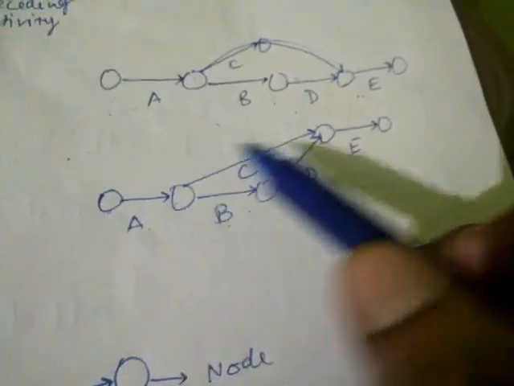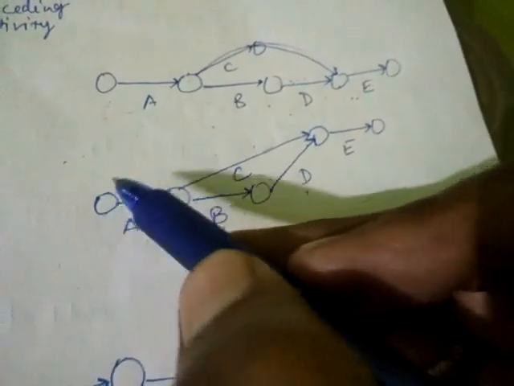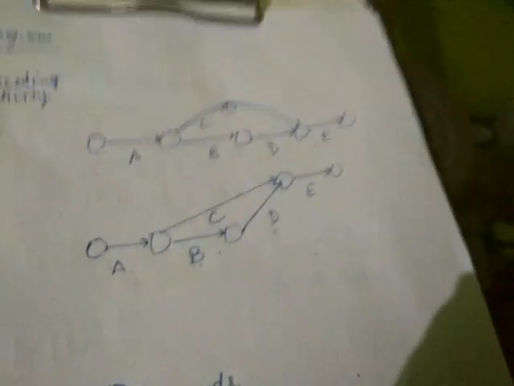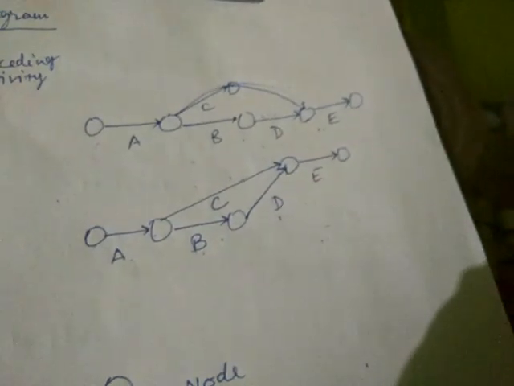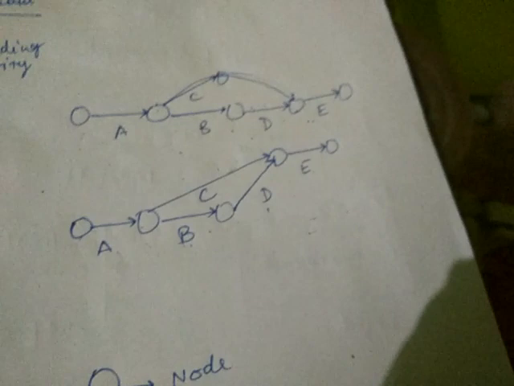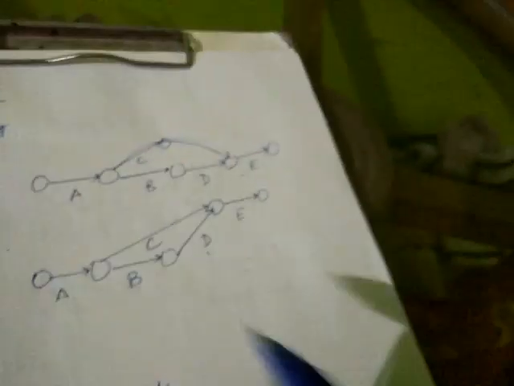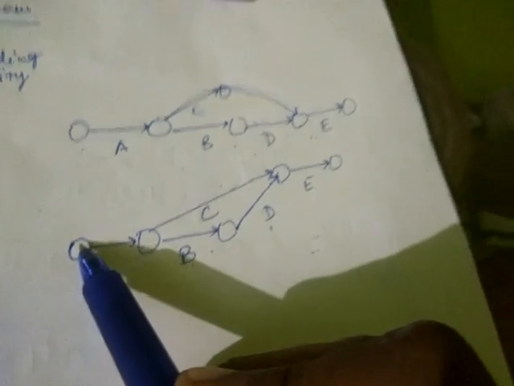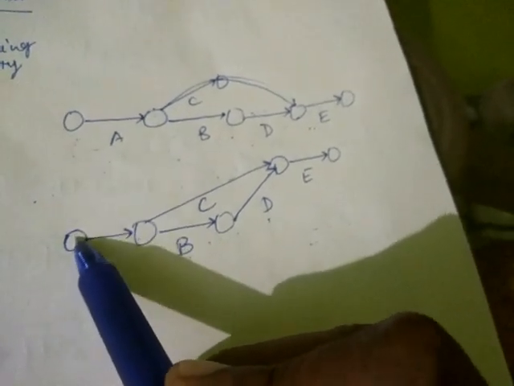Now one more thing: these nodes are named. These events, we write their names, we write numbers on them, we do their numbering, because it is very important when we do further processing for CPM and PERT. So if you number these events, it will become easy. It is required to put numbers on these circles.